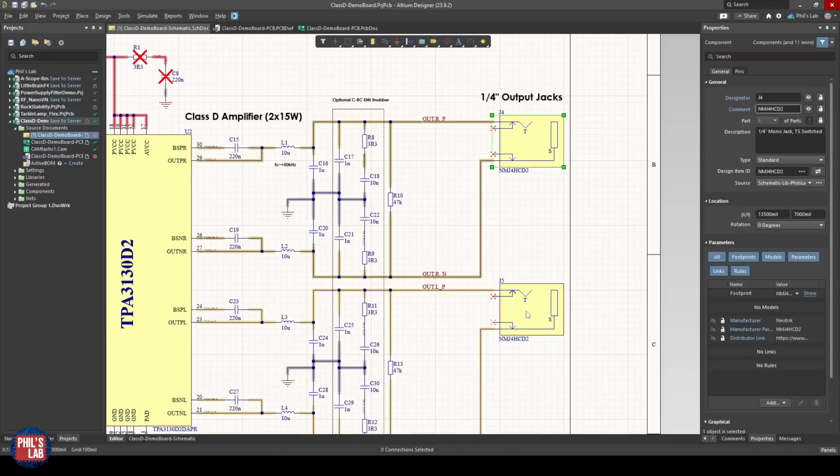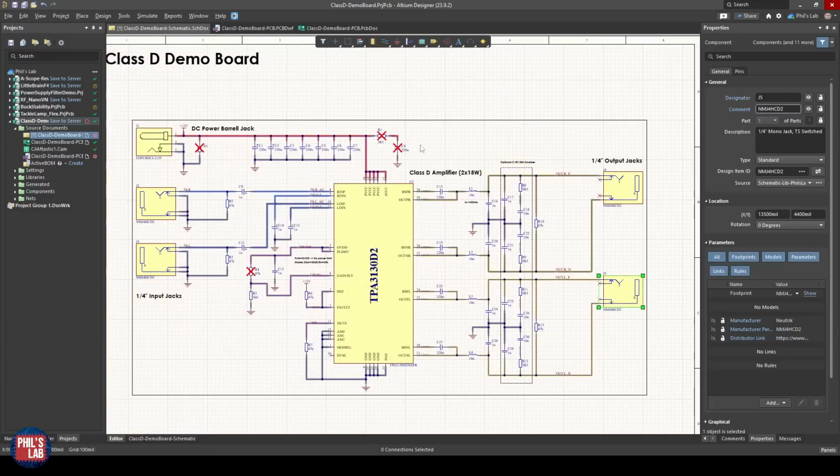On the right-hand side, we have the 1/4-inch output jacks. Again, these are TS, so tip and sleeve. And again, I chose these types of jacks because I'm interfacing, in my case, with a guitar cabinet, which takes 1/4-inch leads. Then in the center, we have all of our components that make this Class D amplifier IC work and that are suitable, for example in my case, for a guitar and audio-based system, giving 15 watts per channel.